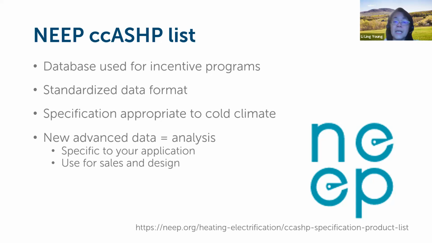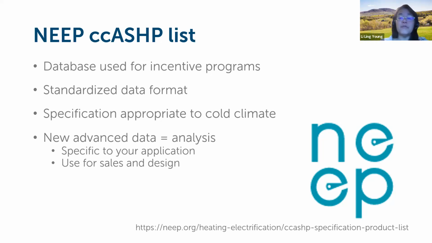And NEEP wrote a specification that was how a heat pump could be admitted onto the database. And that was a way for the utility programs to say, okay, things that meet the specification, so they're on the NEEP list, we'll pay an incentive on those. And things that don't meet the specification, we're not going to pay an incentive on that. So all of this is happening in the background, like, designers, building owners, nobody really needs to know about this except utility program people.